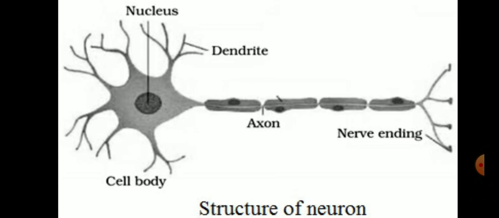Means this is a single cell. Okay, there will be thousands of millions of cells like this, so they all will be connected. So from the nerve ending to the dendrite of the next neuron. In this way the stimulus is passed on. Okay, again the dendrite receives the stimulus, then it is moved towards the cell body, from the cell body to the axon, axon to the nerve ending, and then nerve ending to the next neuron, or you can say the dendrite of the next neuron. Okay, there is also a nucleus. So this is what the structure of a neuron looks like.